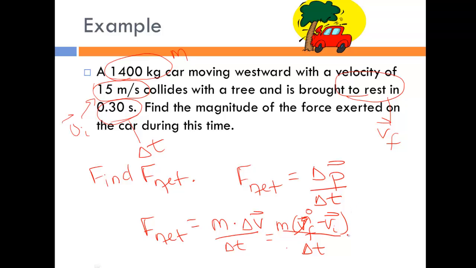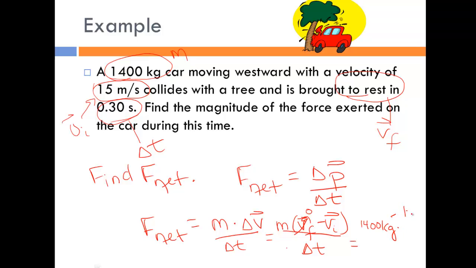And the final velocity was 0 because it was brought to rest. So we've got mass, which was 1,400 kilograms, times the initial velocity. Notice it is a negative because of the final minus initial there, times the change in time. And I'm probably not going to have room to write this, but we're going to end up with 1,400 kilograms. I'll try and keep it tiny.